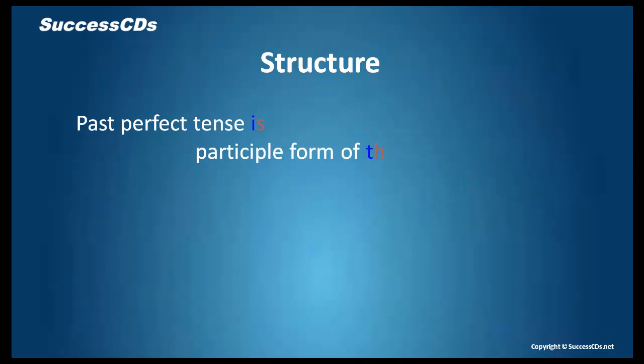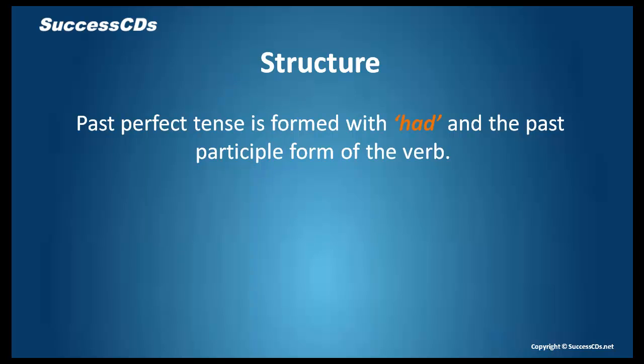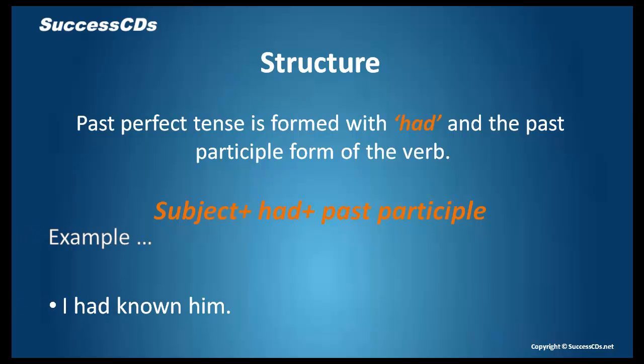Structure of past perfect tense. Past perfect tense is formed with had and the past participle form of the verb. Subject plus had plus past participle or the third form of the verb. Example, I had known him.